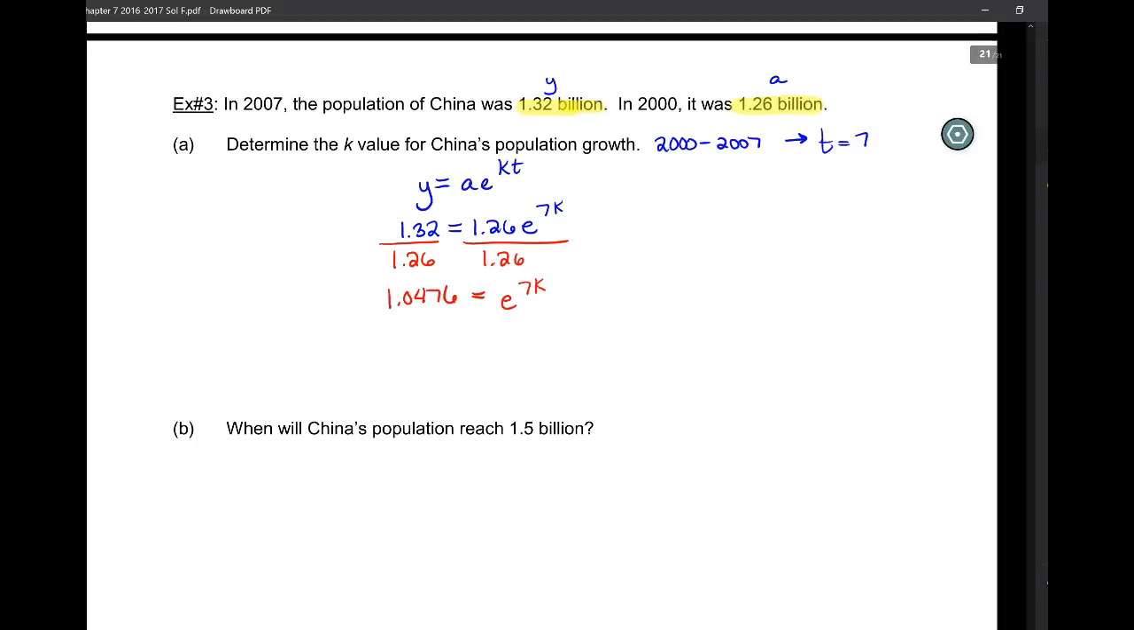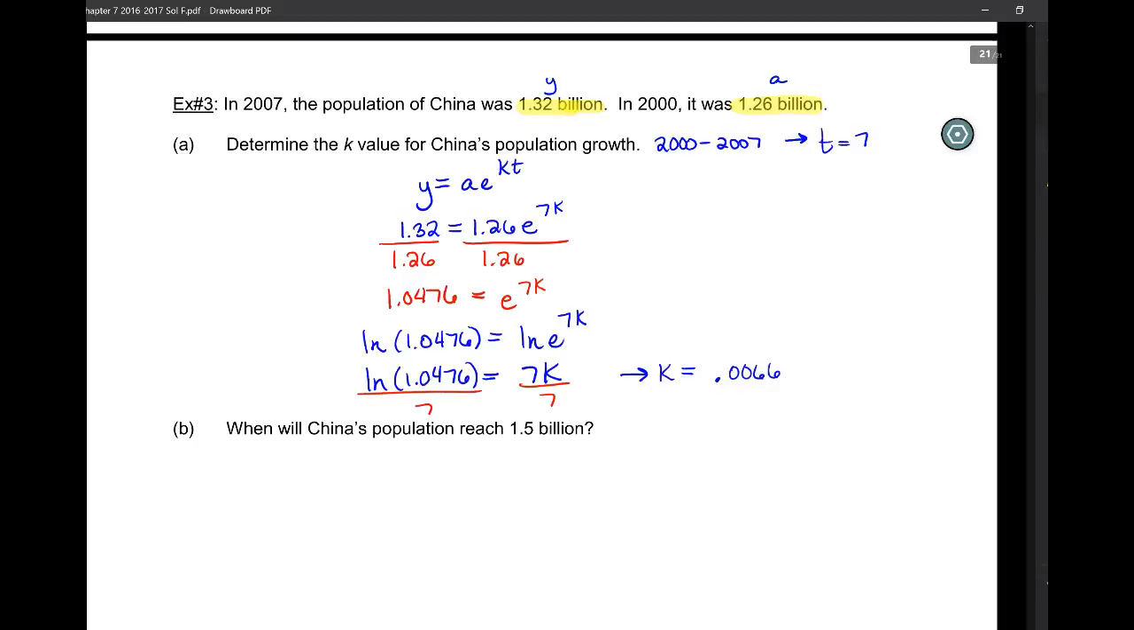But the next process is going to be the same. What are we going to do to both sides? Natural log. So natural log of 1.0476 equals natural log of e to the 7k. So that's going to bring down our 7k. Divide both sides by 7. Anybody get that yet? Yeah. Is it 0.0066? 0.0066? Excellent.